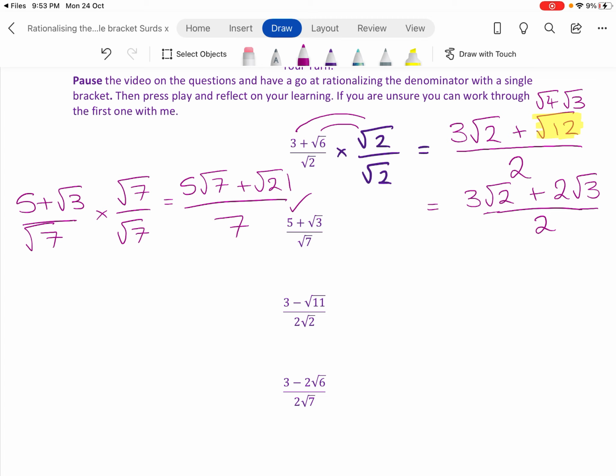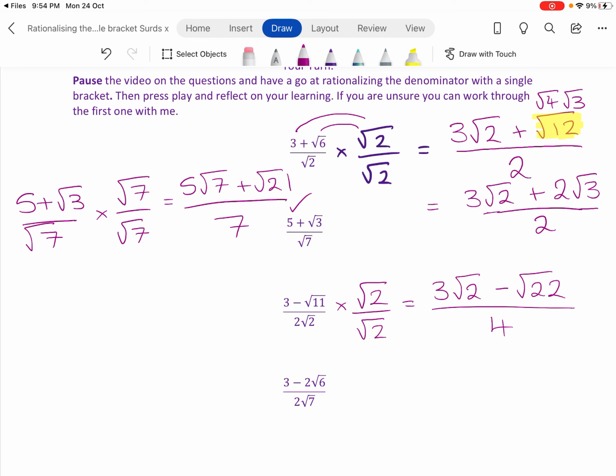For the one below, we're going to multiply by root 2 over root 2. This will give us 3 root 2 minus the square root of 22 over 2 root 2 times root 2, which gives us 2 times 2, which is 4 as the denominator. 22 has 1, 22, 2, and 11 as factors, and none of which are prime.